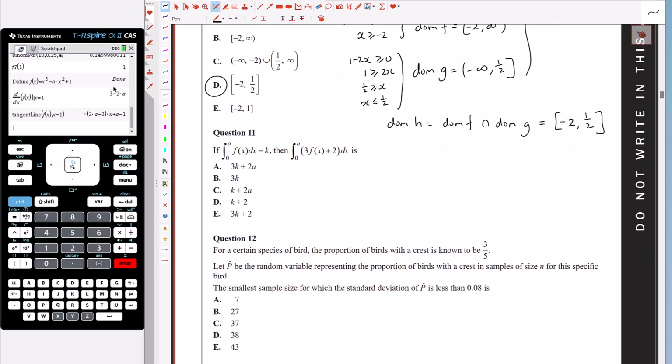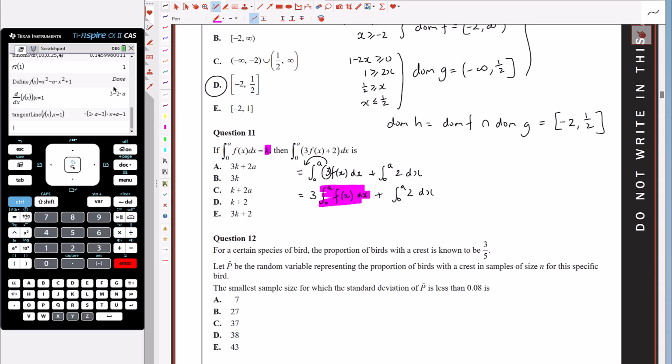Okay, so question 11. If the integral of f of x from 0 to a is k, then this is... Okay, so we just need to split this integral up using our properties of integrals. So this is the same as the integral from 0 to a of 3 times f of x plus the integral from 0 to a of 2. So I've just split up that addition. Then I can take this 3 outside of the integral. So that is 3 times the integral from 0 to a of f of x plus the integral from 0 to a of 2. And obviously this is what we've been told. We know that that is k.